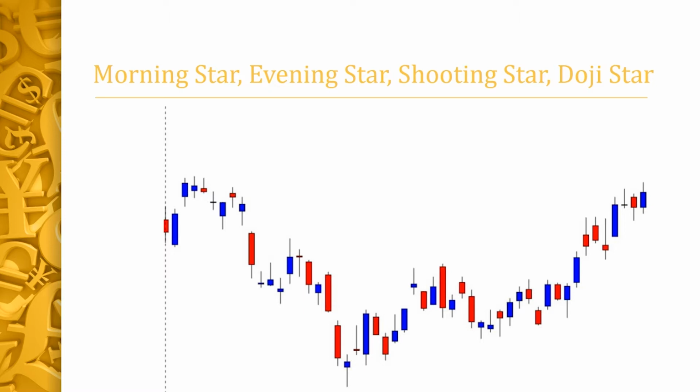We have also the morning star, and it looks something like this one here. It is the opposite of the evening star, and the color of the body doesn't matter. It did gap down, and then the next one gapped up and closed higher than the previous candle, which is even better, as you see here.